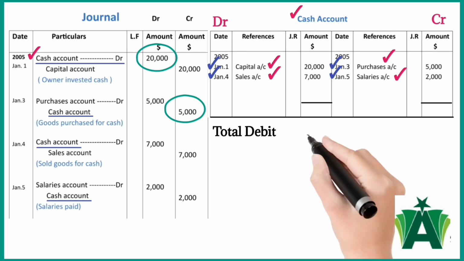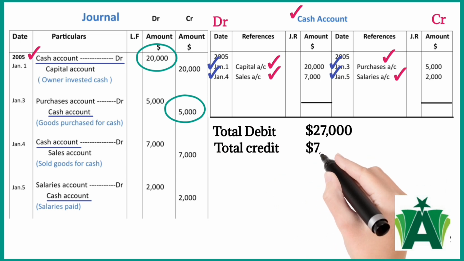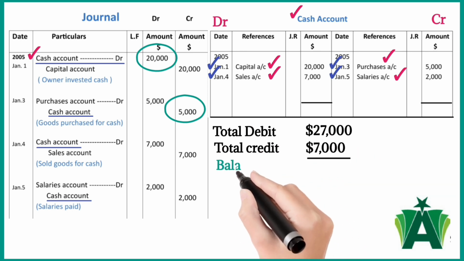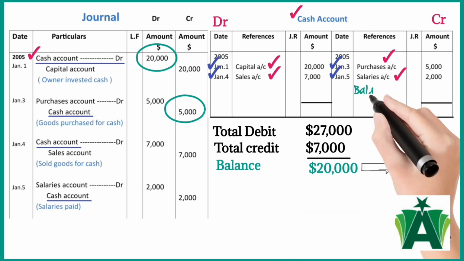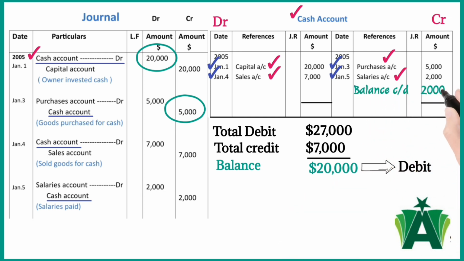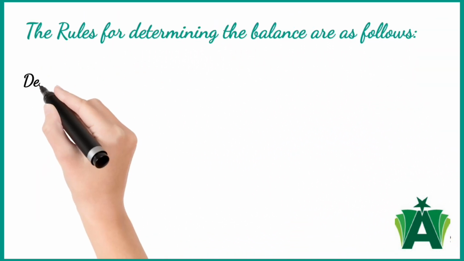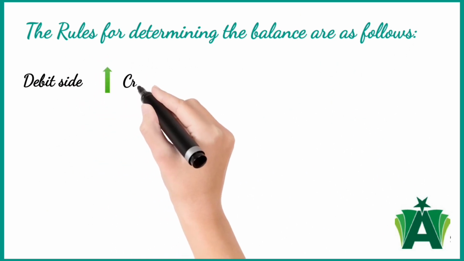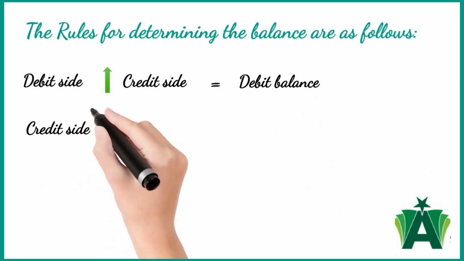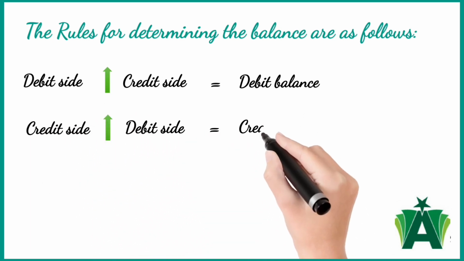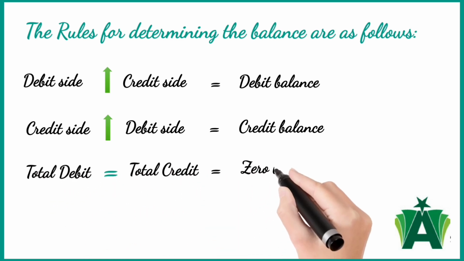The total amount of the debit side is $27,000. The total amount of the credit side is $7,000. The difference between the two sides is $20,000. This is the debit balance, and it is placed on the credit side of the cash account. The rules for determining the balance are as follows. If the debit side of an account is greater than the credit side, this is called the debit balance. If the credit side is greater than the debit side, this is called the credit balance. And if both sides of an account are equal, this is called the zero balance.